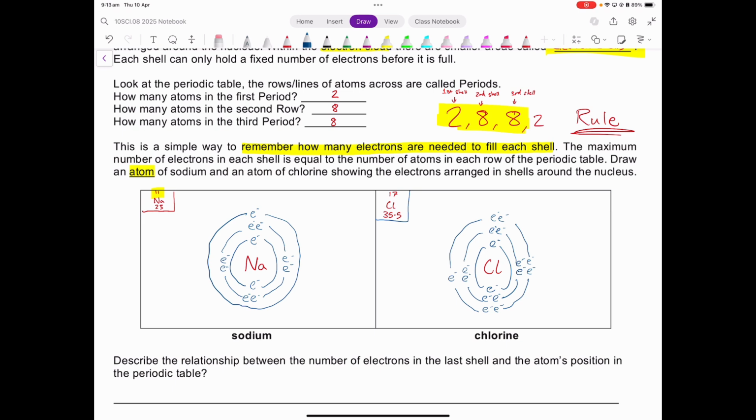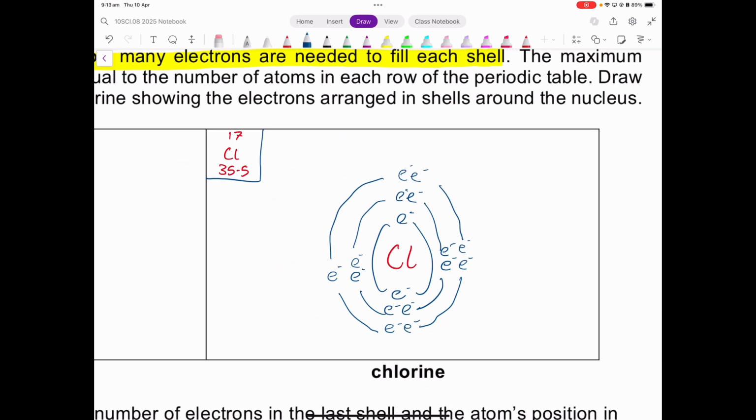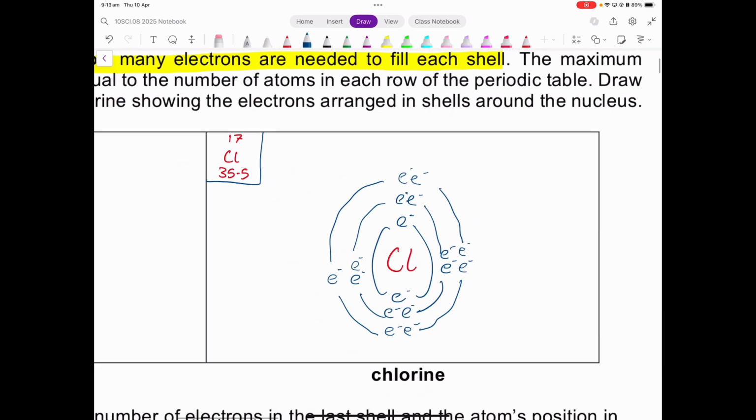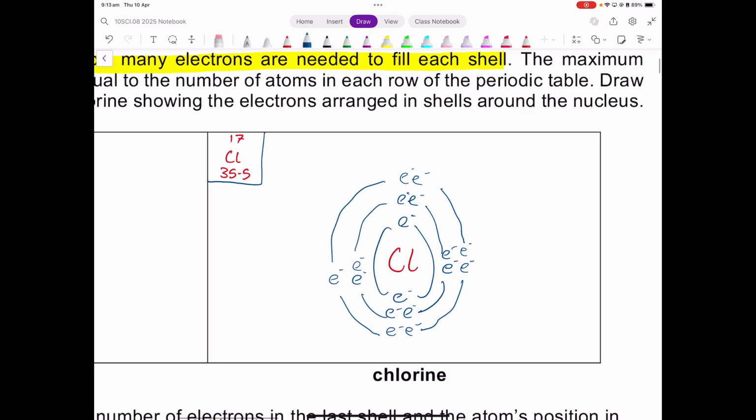We have 3 shells in chlorine. The first shell has how many electrons? 2. The next shell has 8, and the final shell has 7. Does that add up to 17? Yep, so we're all happy.